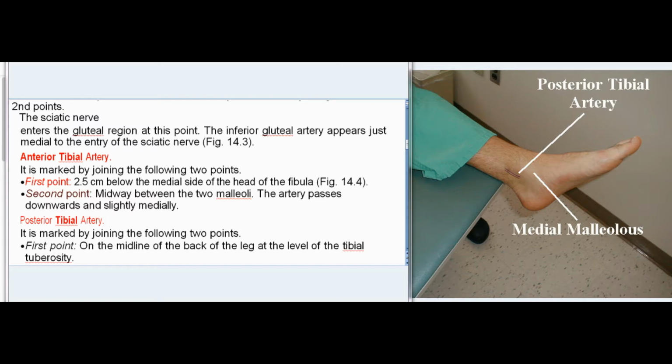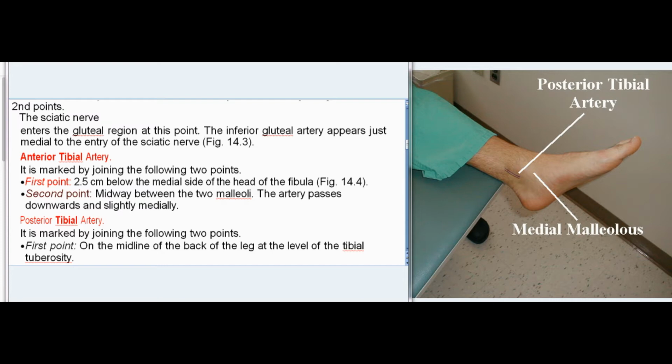Anterior tibial artery. It is marked by joining the following 2 points. First point, 2.5 cm below the medial side of the head of the fibula, Fig 14.4. Second point, midway between the 2 malleoli. The artery passes downwards and slightly medially.